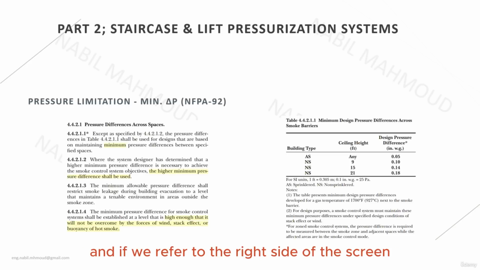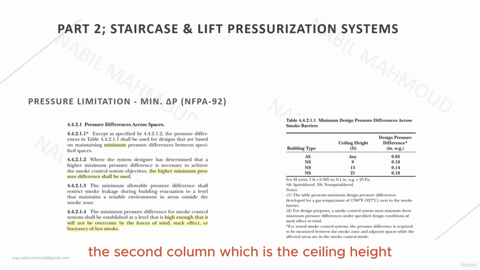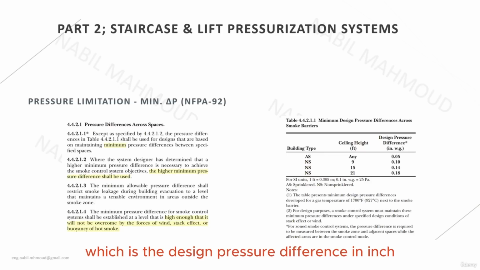And if we refer to the right side of the screen, we can see table 4.4.2.1.1, which is titled the minimum design pressure difference across the smoke barrier. This table consists of three main columns. The first column is the building type, the second column is the ceiling height, and the third and last column is the design pressure difference in inch water gauge.